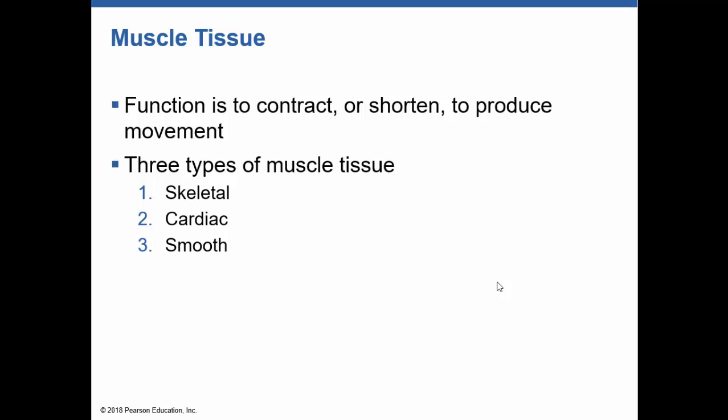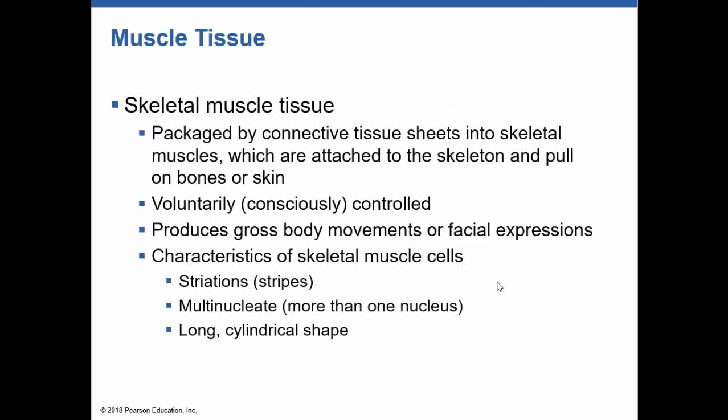There are three types of muscle tissue: skeletal, cardiac, smooth. I would like you to know those three types of muscle tissue and where you might find them. Skeletal muscle is going to be packaged by connective tissue sheets into skeletal muscle. So obviously this is where you attach to the skeleton, you pull on bones or skin. This is something you have control over, this kind of movement, and so this produces gross body movements. Now gross, not disgusting, gross as in large or full body movements, and also facial expressions.